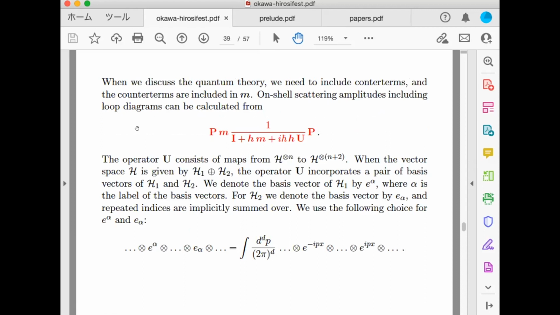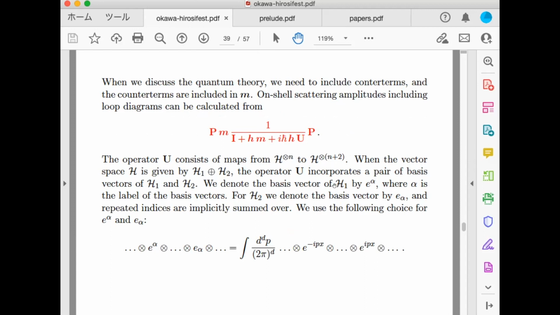Then when we discuss the quantum theory, we also need to include the counterterms, and the counterterms are included in the interaction part of this. The amplitudes, including loop diagrams, can be calculated by generalizing this formula. So we need to have this matrix. This operator U consists of maps from H to the N to H to the N plus 2. So when the vector space H is given by H1 and H2, the operator U incorporates a pair of basis vectors of H1 and H2.